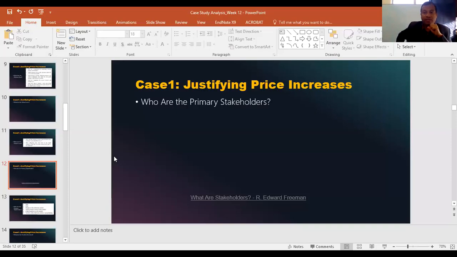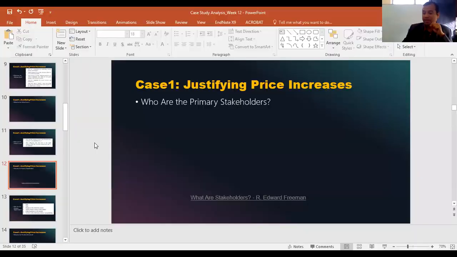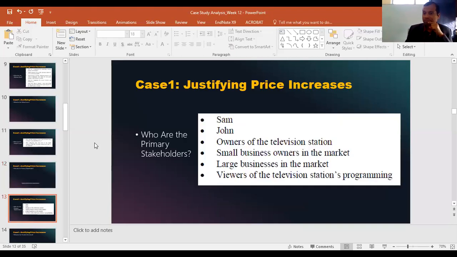So going back here, who are the stakeholders? Who are the primary stakeholders in this case? Juho Frank, you haven't answered anything. So let's see, who are the stakeholders here? It's easy to understand. Who are the primary stakeholders? Do you think the employees are the stakeholders?